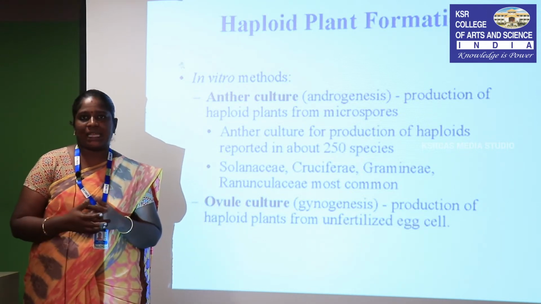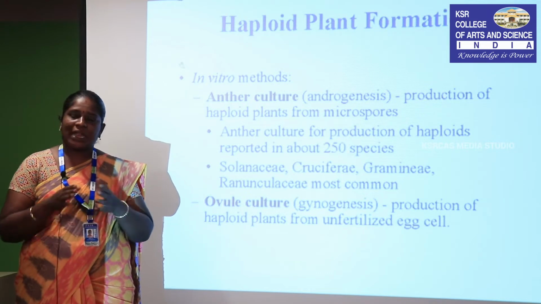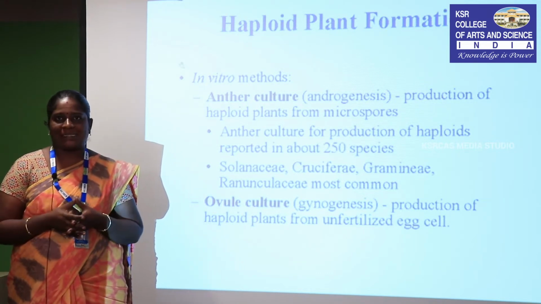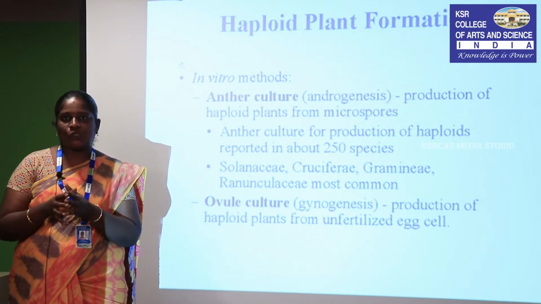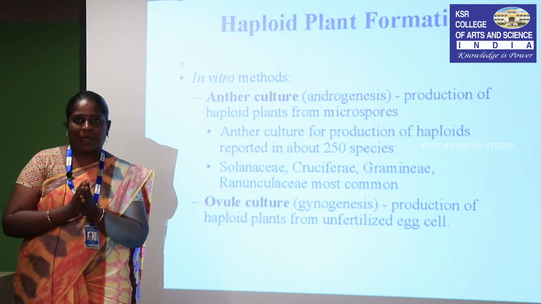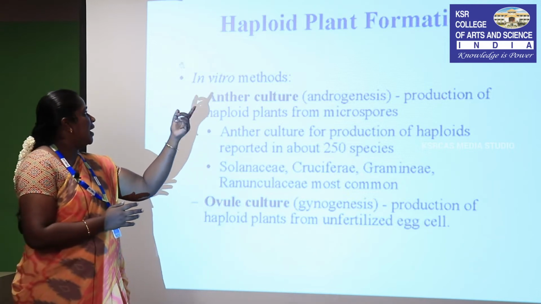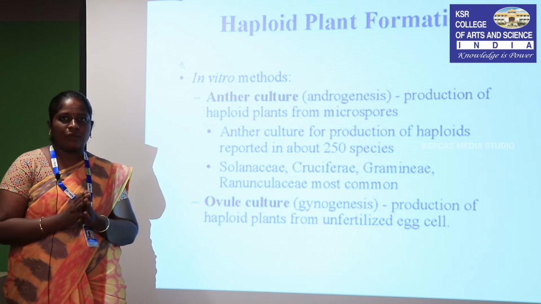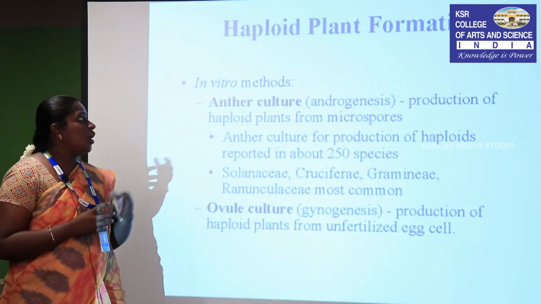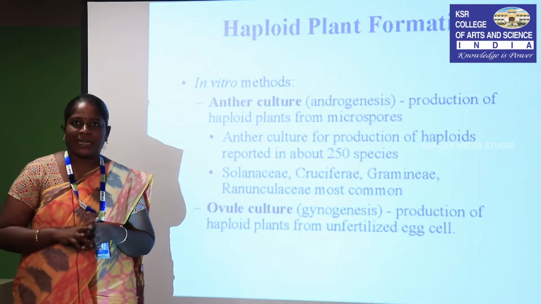Today we are going to discuss haploid plants. Before entering into the topic, what are haploid plants? A cell or microorganism with a single set of chromosomes is haploid. In haploid plant formation, two methods are involved.